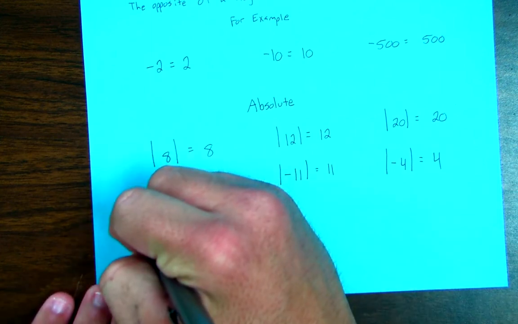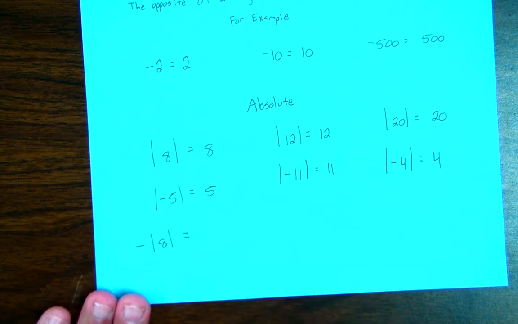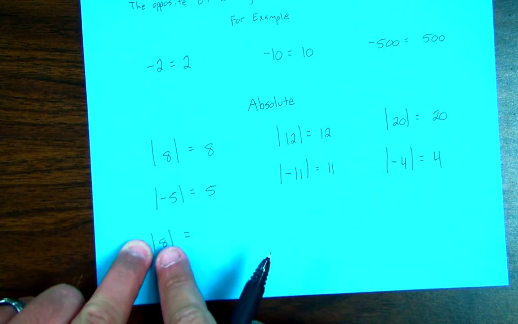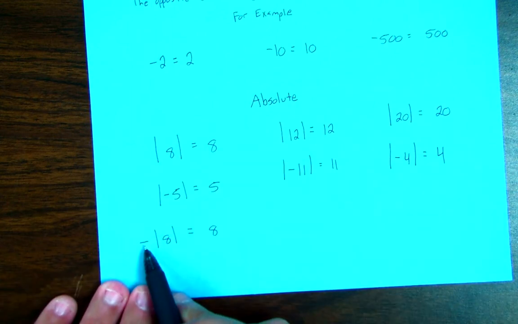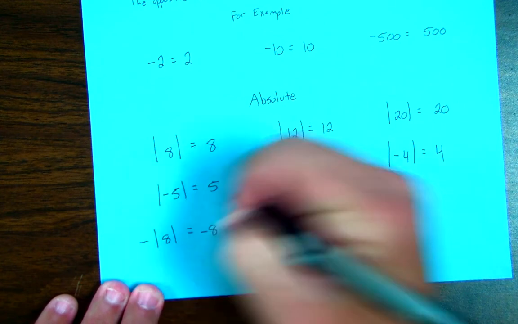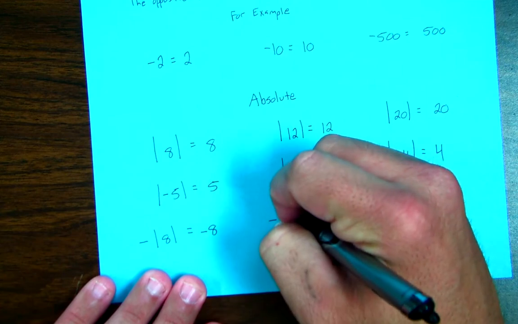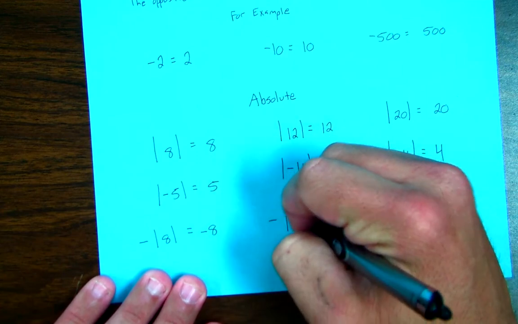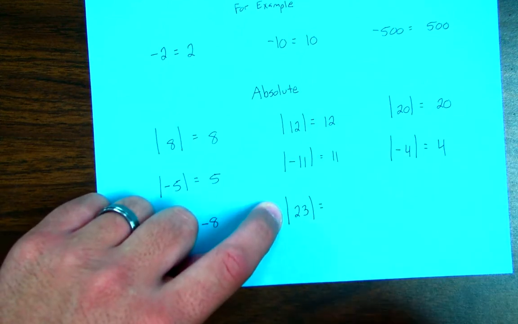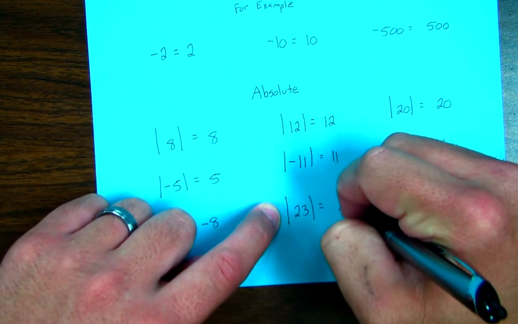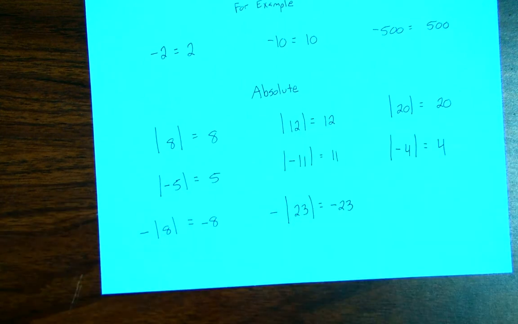Now, what happens if you have this? Well, what is the absolute value of 8? It's 8. Now, you see that negative on the outside? It goes along. So let's try it again. Let's try the negative absolute value of 23. Start off: what is the absolute value of 23? Well, it's 23. The negative on the outside joins.